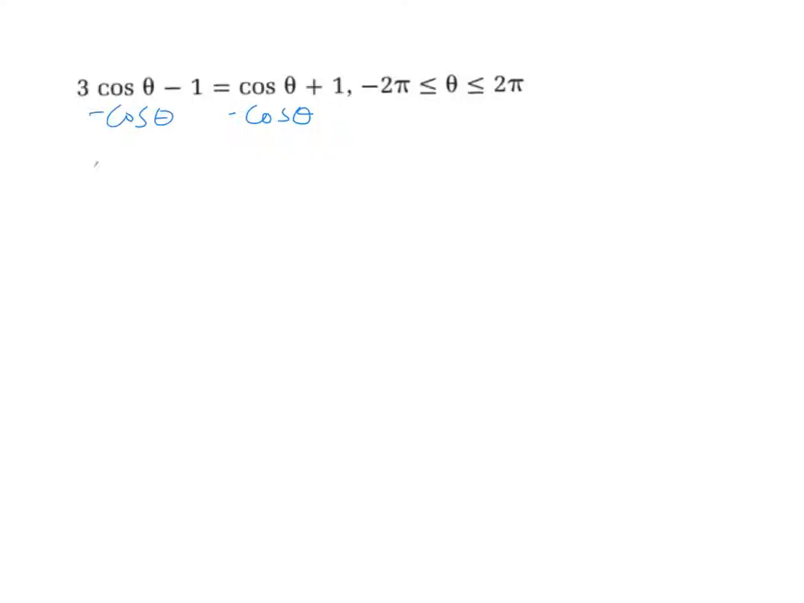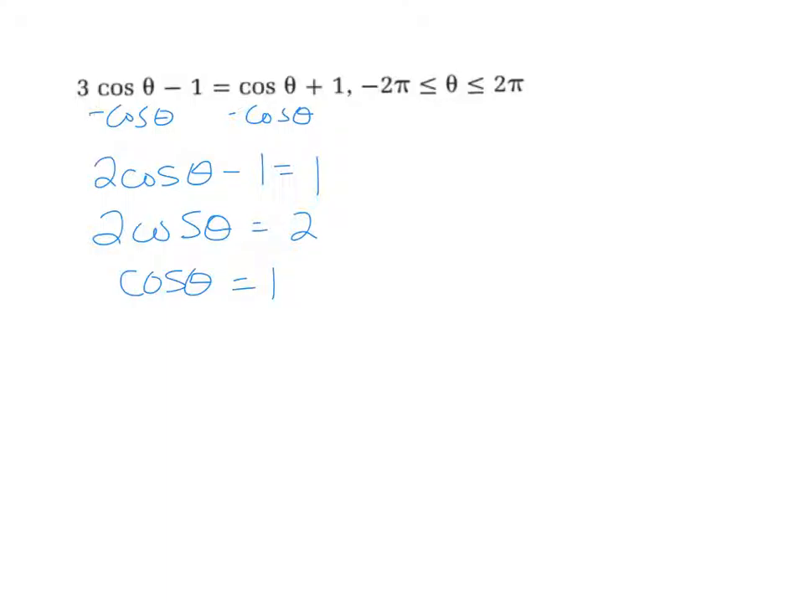then I get 2 cosine theta because I had 3 of them, subtract 1. And then minus 1 equals 1. So add 1. 2 cos theta equals 2. And then divide by 2. So I get cos theta equals 1. Now I need to solve for theta.